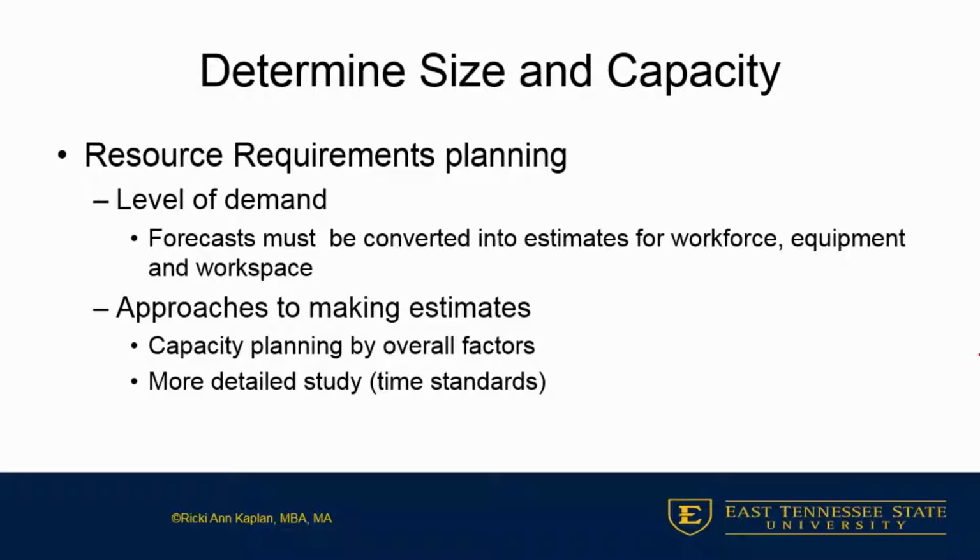We're going to start with what's called resource requirements planning. We're going to take a look at the level of demand. We're going to use our forecasts, those lovely forecasts we did last chapter, and we're going to convert those into estimates for our workforce. How many people do we need? What type of equipment do we need? How much workspace do we need to get this done? Some machines take up a lot of space. Some machines take up very small spaces. And we're going to use different approaches to making these estimates, capacity planning by overall factors, and we can take a look at more detailed studies or time standards, which we take a look at later.